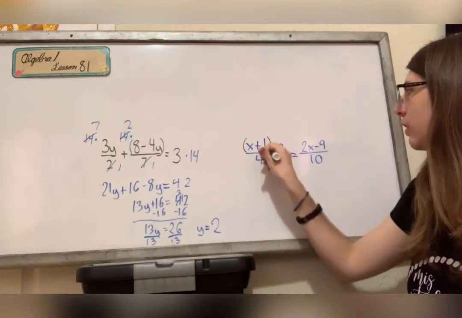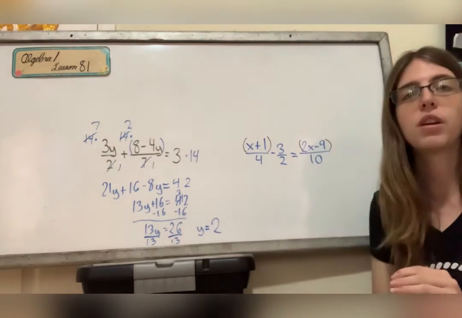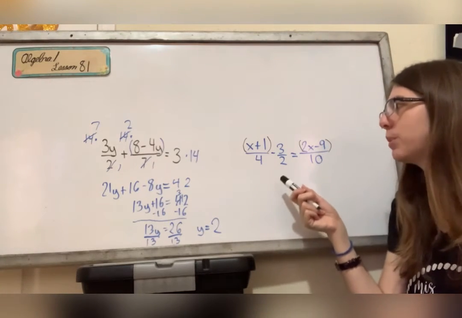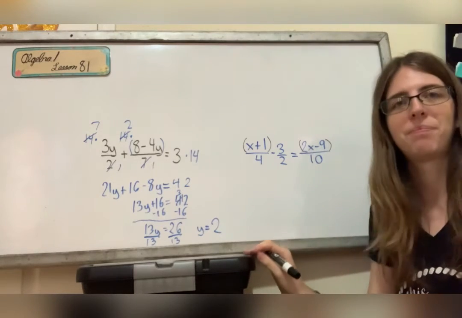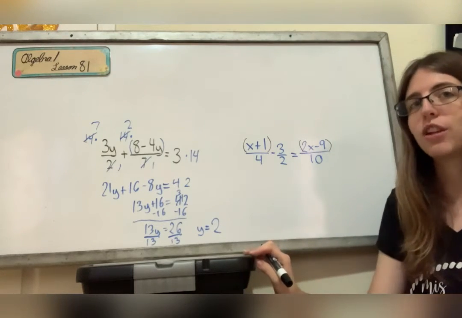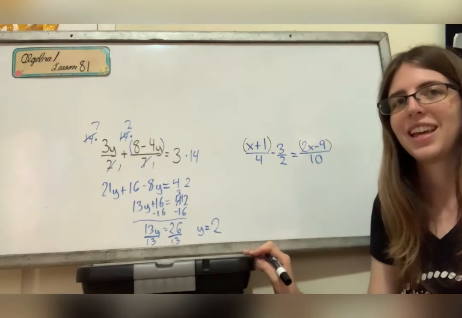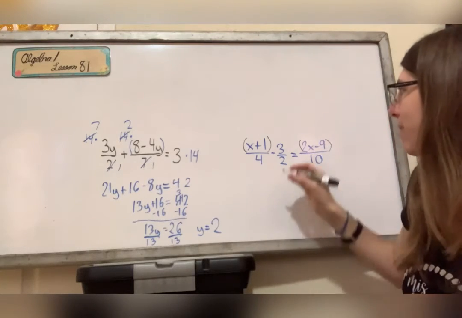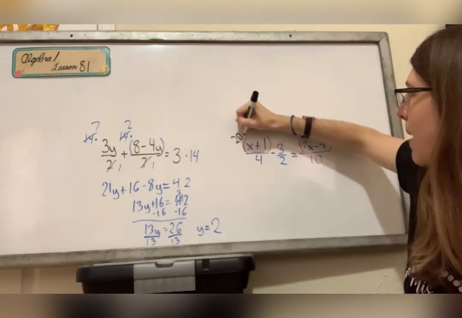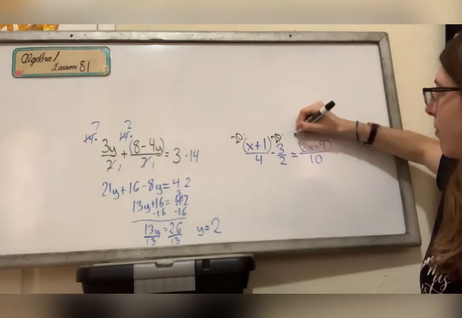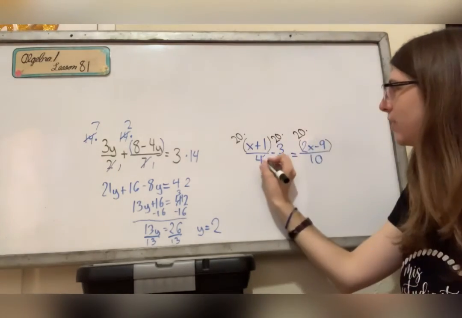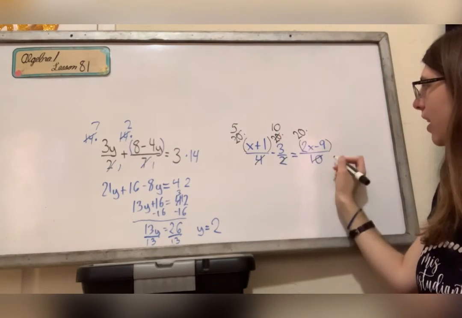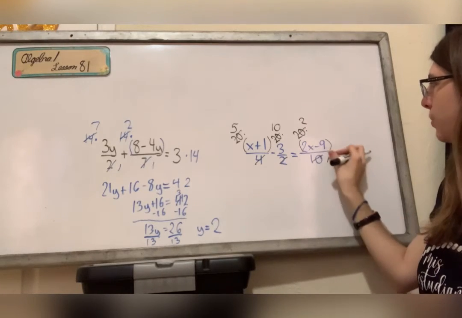Once again, I'm going to close off these ones in parentheses so I don't get confused when it comes to multiplying. What's the least common multiple of 4, 2, and 10? If you're saying 40, you're close, but it's not correct. It's actually 20, because 20 is a multiple of 4, as well as 2, as well as 10. So multiply each term by 20. When this cancels, this becomes a 5, this becomes a 10, and this becomes a 2.